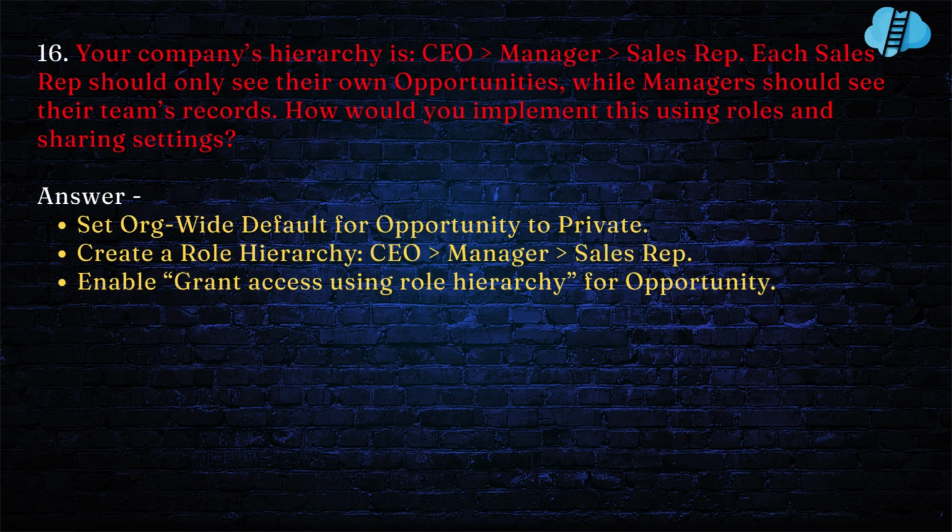16. Your company's hierarchy is CEO > manager > sales representative. Each sales rep should only see their own opportunities, while managers should see their team's records. How would you implement this using roles and sharing settings? Answer: Set org-wide default for opportunity to private. Create a role hierarchy, CEO > manager > sales representative. Enable "Grant Access Using Hierarchies" for opportunity.